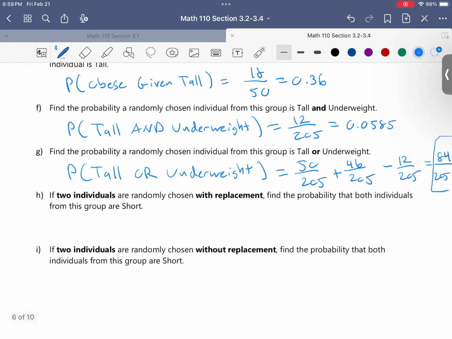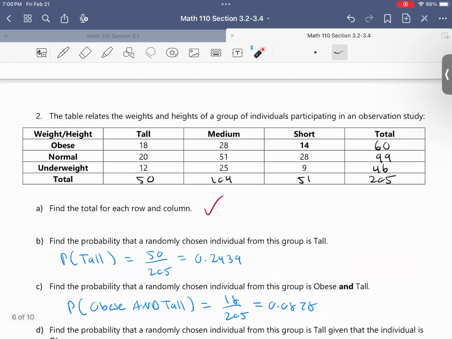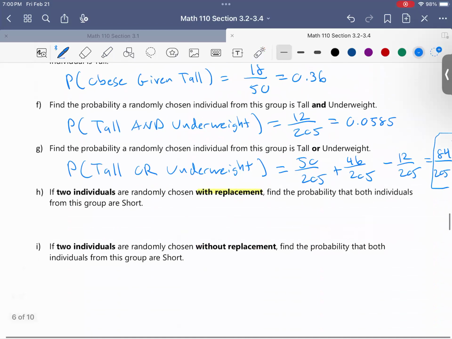Okay, now let's move on to multiple events. So if two individuals are randomly chosen with replacement, that means we're putting them back, we're putting the first person back in after we select them. Find the probability that both individuals from this group are short. So short, that probability is 51 over 205. So if we select the first individual, so let me write this out, probability of short and short.